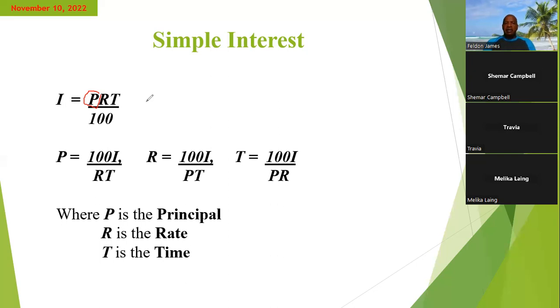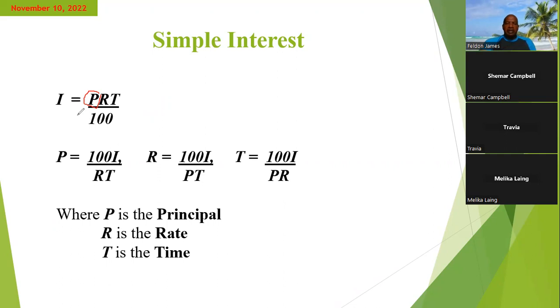But in the process of transposing, what we try to do is to look at the things surrounding the unknown that we're trying to make the subject. In this case, we are trying to make P the subject. So we look at everything else surrounding the P, and then try to decide what operation is being done by these things surrounding the P.